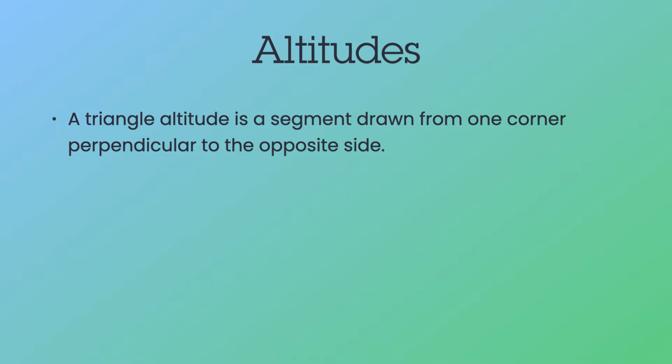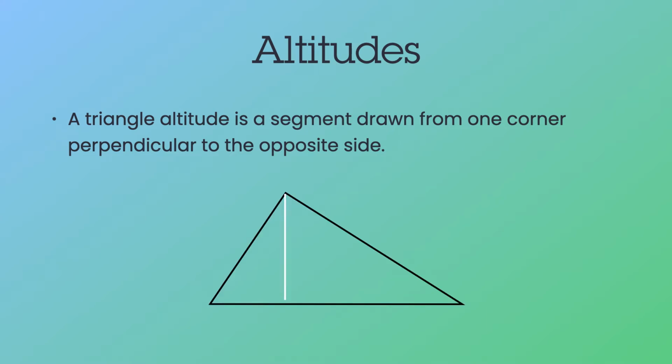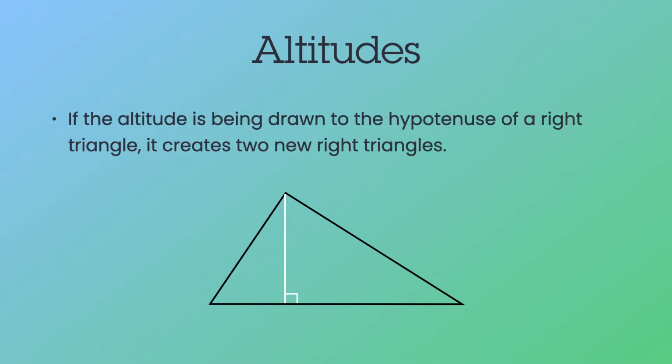Now the first thing we need to do is define a word called altitude. A triangle altitude is a segment that's drawn from one corner perpendicular to the opposite side. If the altitude is being drawn to the hypotenuse of a right triangle, it creates two new right triangles.